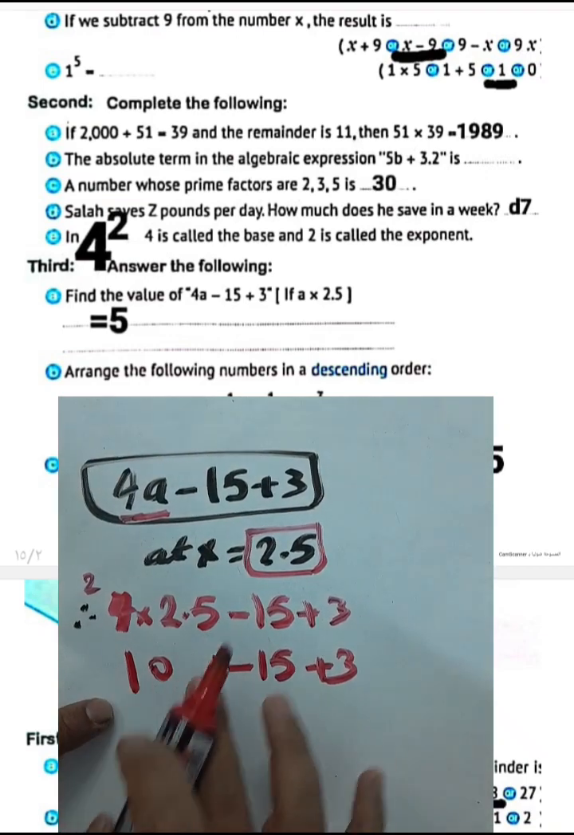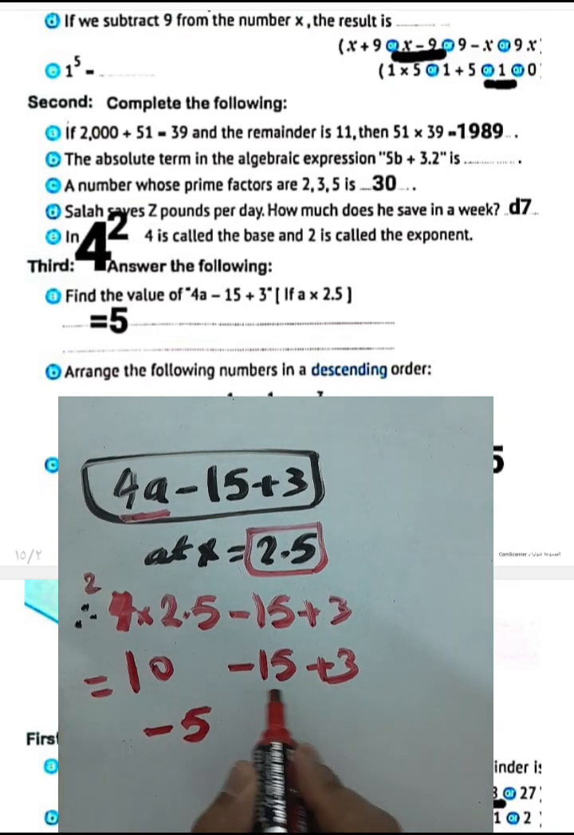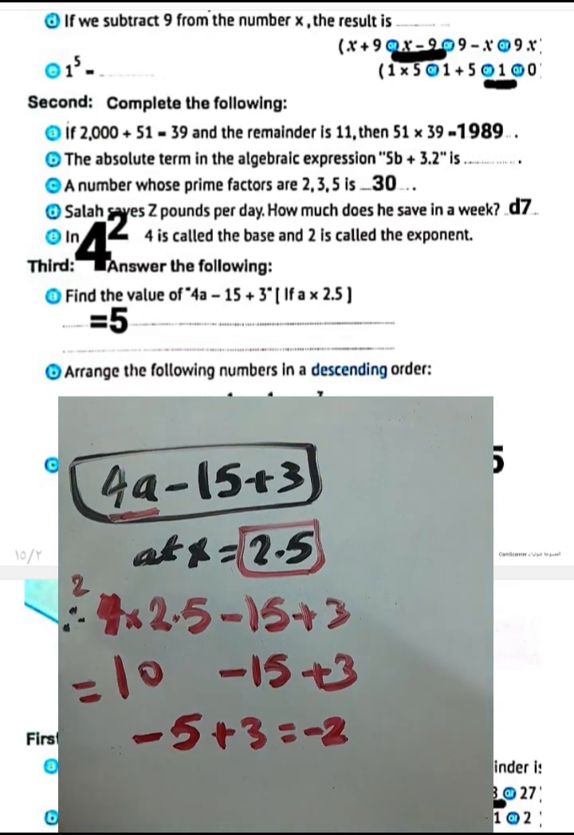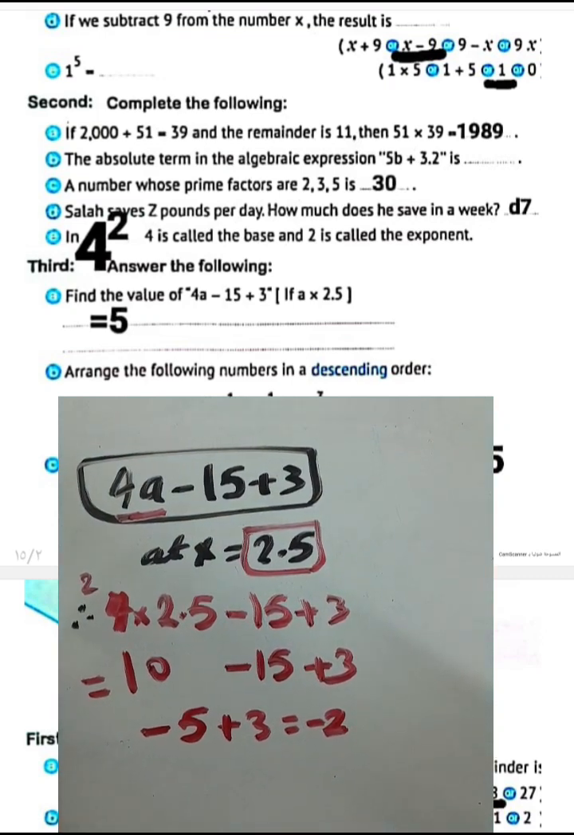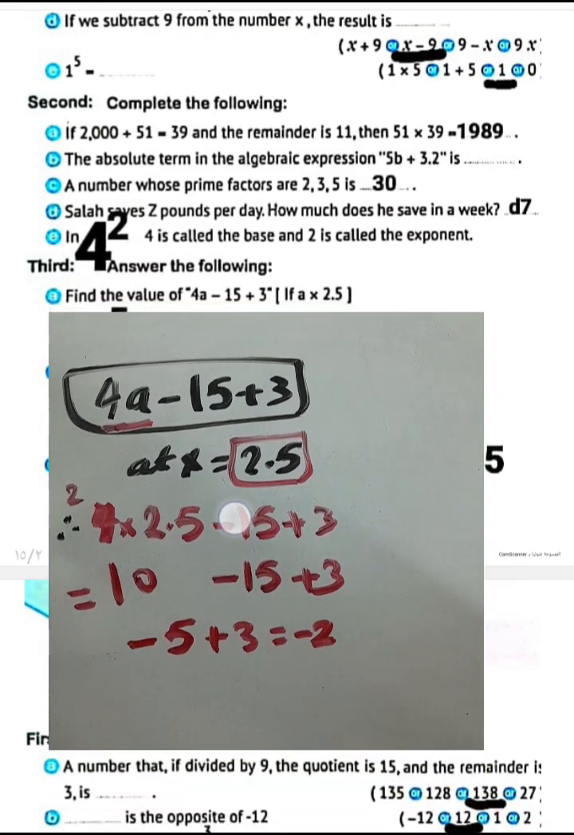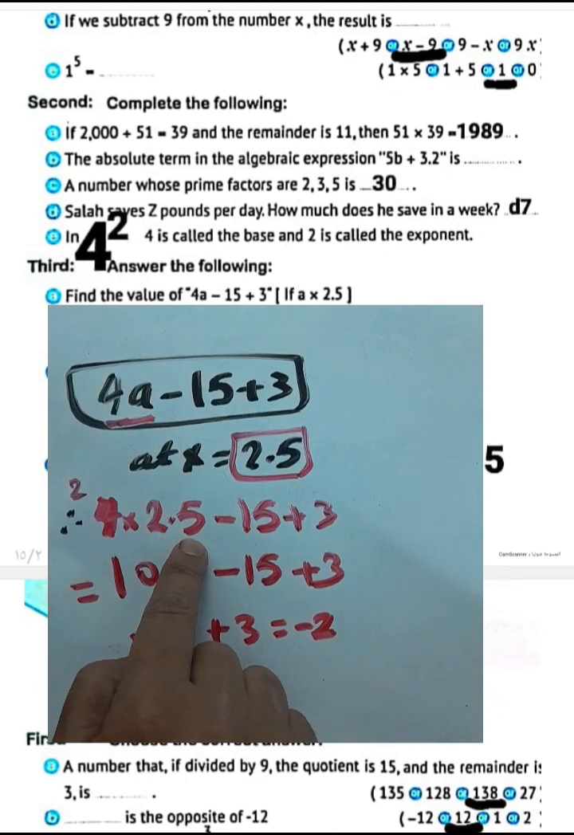Okay, 10 subtract 15 will be negative 5. Negative 5 plus 3 will be negative 2. Then the result here will be negative 2. Okay, you must change the sign of this result and write what? Negative 2 again. For part a, it will be 4 times 2.5. 4 times 2.5, it will be what?